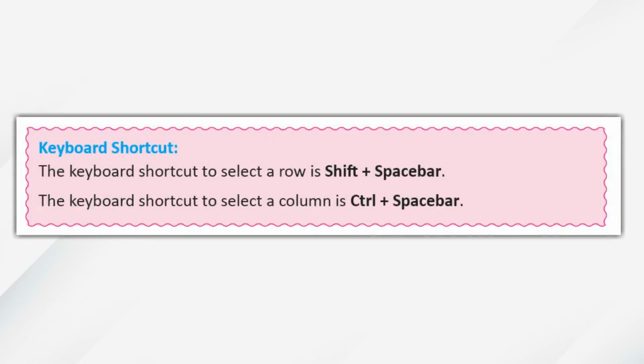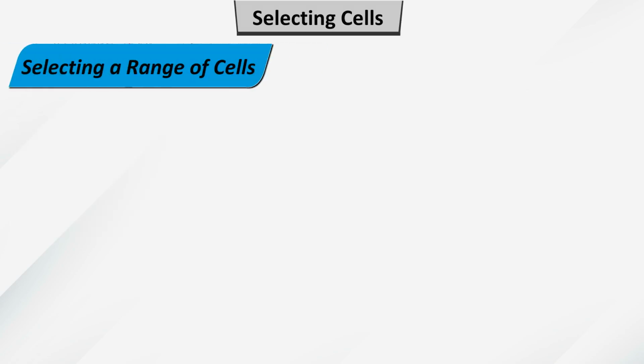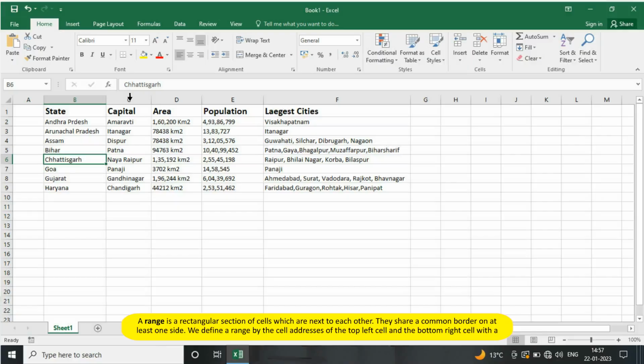Keyboard shortcut. The keyboard shortcut to select a row is Shift plus space bar. The keyboard shortcut to select a column is Control plus space bar. Selecting a range of cells. A range is a rectangular section of cells which are next to each other. They share a common border on at least one side.